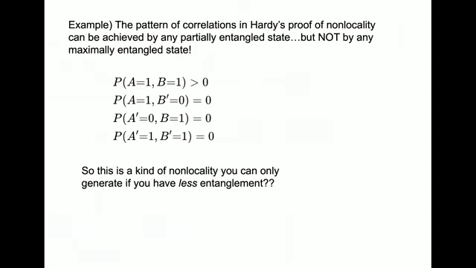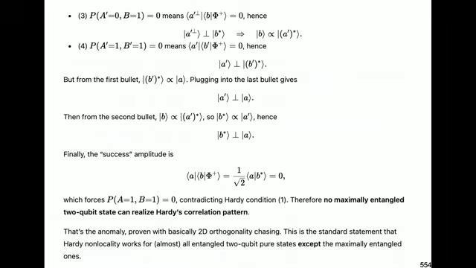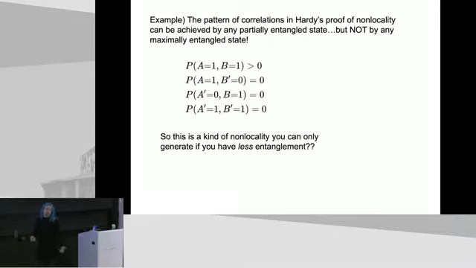And you just can't generate this pattern of correlations with a maximally entangled state. I didn't want to spend 5 or 10 minutes on this proof, so I'm just going to leave it in the lecture notes. The proof's not too hard. It's just kind of 2 pages of algebra. But you go through that algebra and you see that no maximally entangled state can generate that pattern of correlations. So this is a kind of non-locality that you can only generate if you have strictly less entanglement.